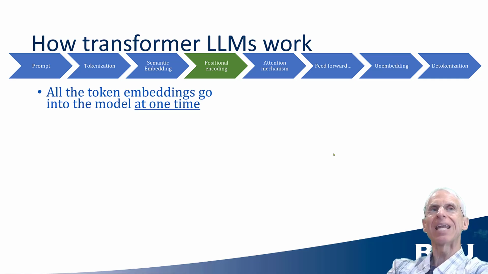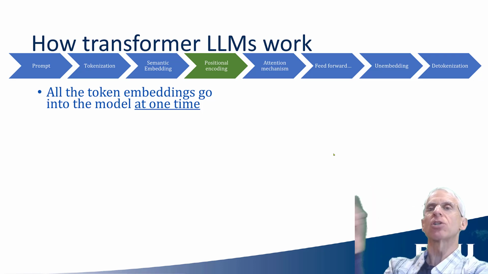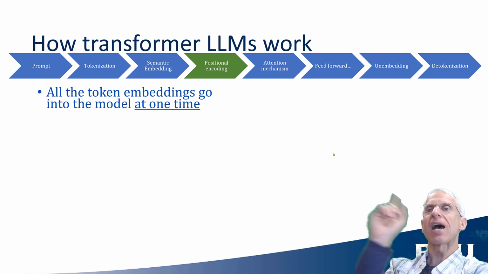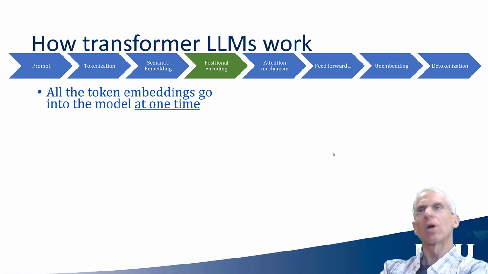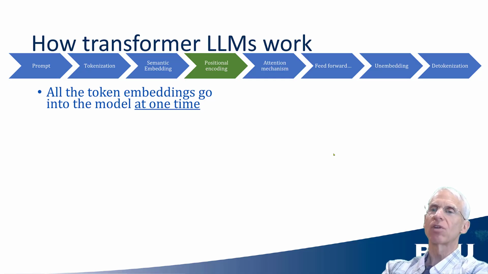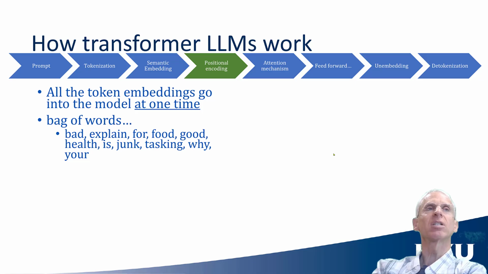The numbers, the embeddings, go into the model at one time, every one. So even if you give it 10,000 tokens, all 10,000 are converted to embeddings and they all go into the model simultaneously. That's how transformer models are able to do what they do: we can do parallel processing and feed everything in at once, and it can work on it in parallel. That's very important.